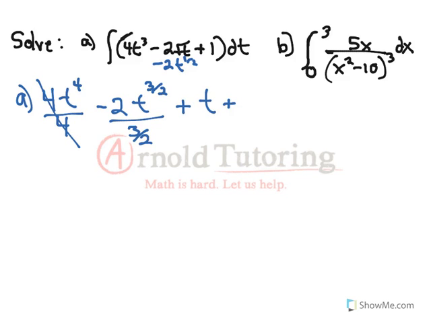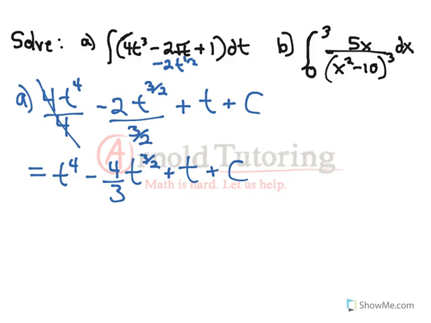And then we always, for indefinite integrals, include plus c, because there could be a constant on the end that doesn't actually change the impact of the differentiation if we were to try and get back to the function inside the integral. So just cleaning this up, it's t to the 4 minus 4 over 3 t to the 3 over 2 plus t plus c. Great, so that's part A. Let's look at part B.